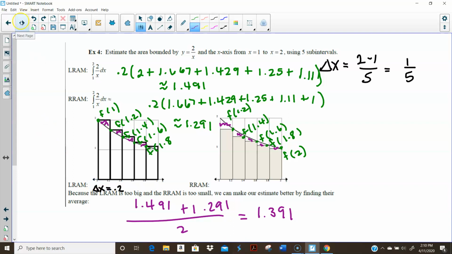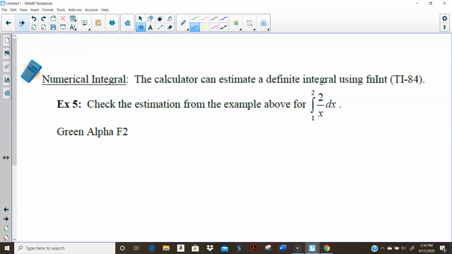However, you can find the exact value by using your calculator and the definition of integral. So here you do green alpha F2, you look for this symbol. You're going to put in 1 and go to 2, and then you'll put 2 over x, and then dx. And if you do that, you are going to get 1.386. And this estimate is so close that we actually consider this the exact value.